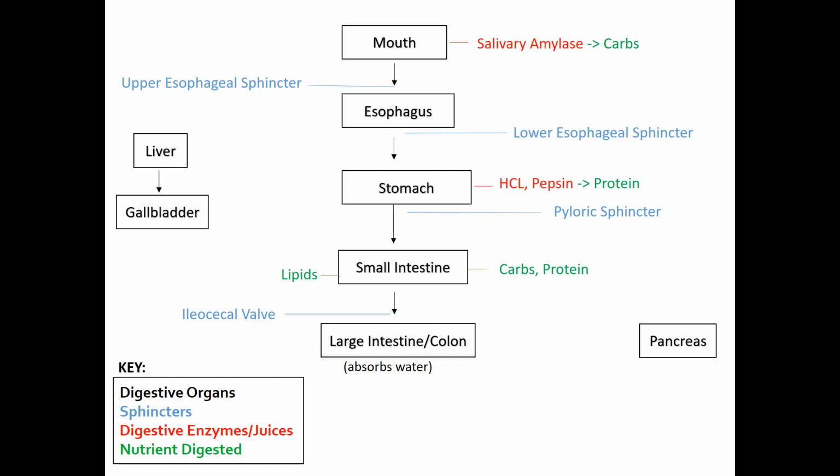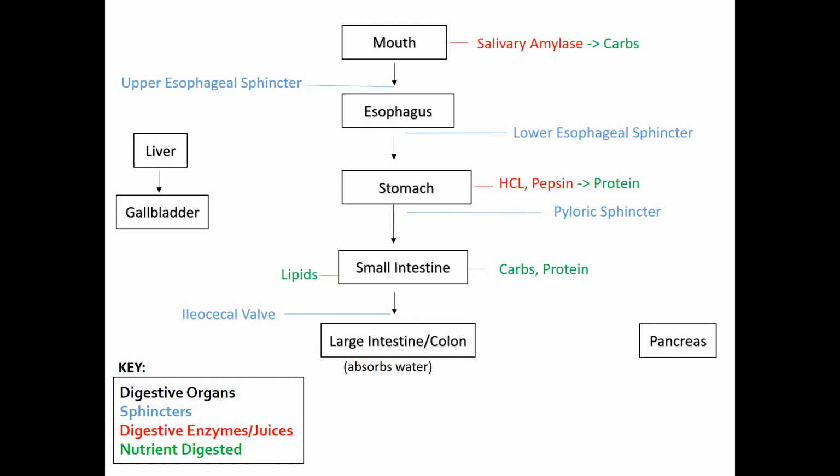Now moving on to our last place of digestion, which is our small intestine. You'll see that for the small intestine, we have all of the nutrients listed. We have our carbohydrates, our protein, and our lipids. And this is because all of those nutrients can actually be digested in the small intestine. And this is actually where the nutrients are going to finalize their digestion. So everything is going to be completely digested in the small intestine.